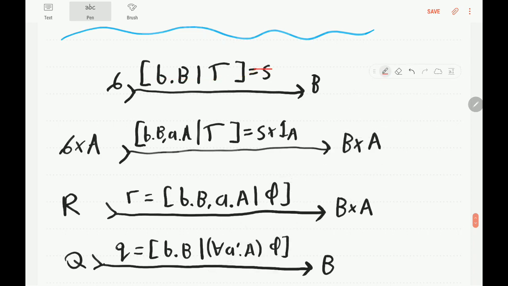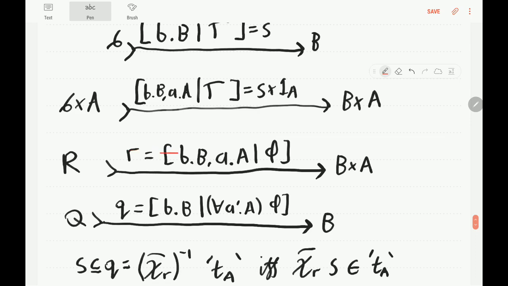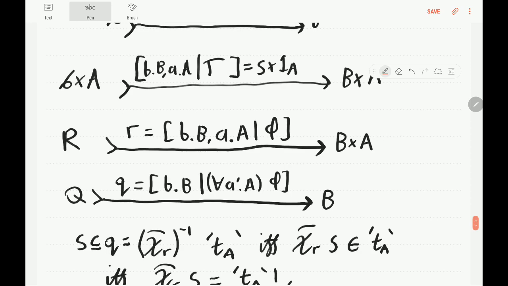So S is the extension of gamma over these B's. So that's this monic from zeta to B. And S times 1a is equivalent to the extension of gamma over the B's and the A's. And that's a monic from zeta times a to B times a. And R is equal to the extension of phi over B and A. And that's a monic from R to B times A. And Q is the extension of for all A dash phi over these B's. And that's a monic from Q to B.